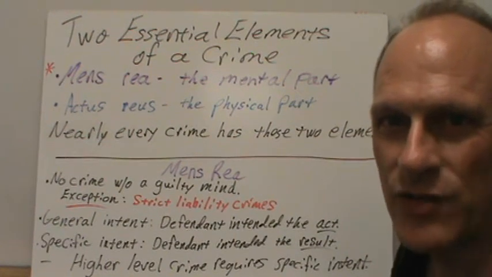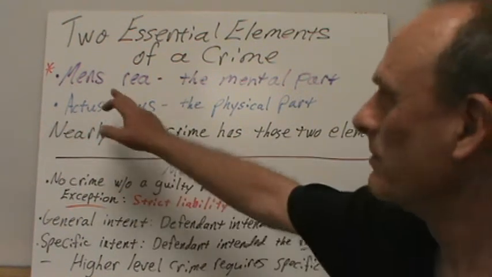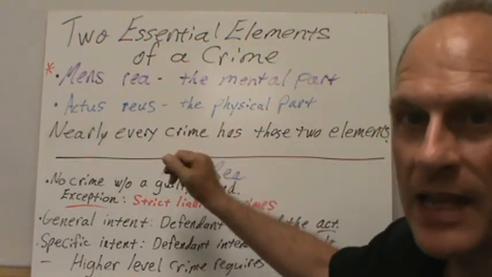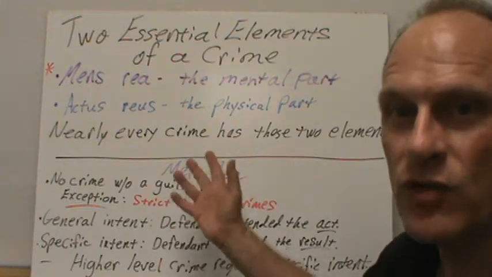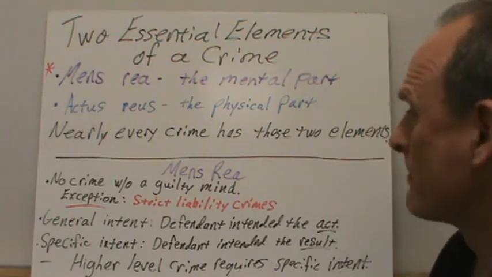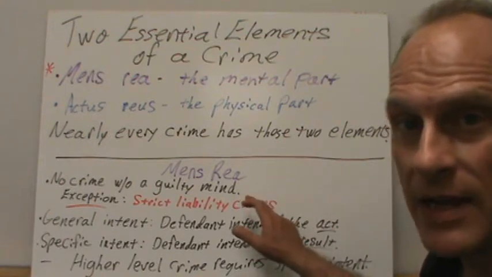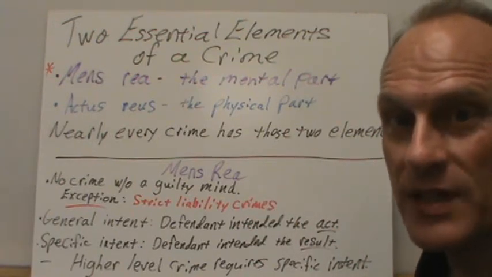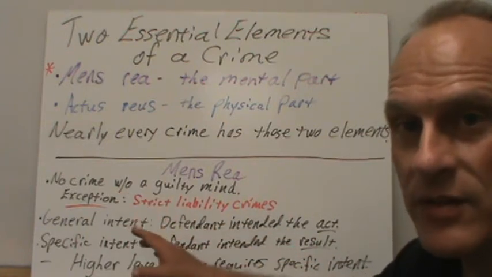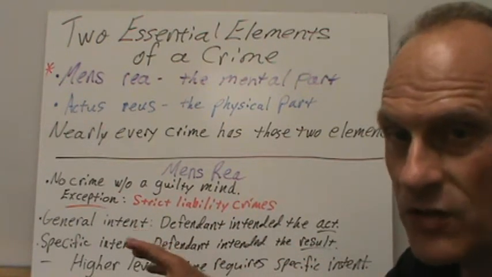Nearly every crime has two essential elements: the mens rea, which is the mental part of the crime, and the actus reus, which is the physical part of the crime. Here we're going to be talking about the mens rea. At common law, and this principle is still adhered to today in all the states, you don't have a crime without a guilty mind. It's a common law principle.